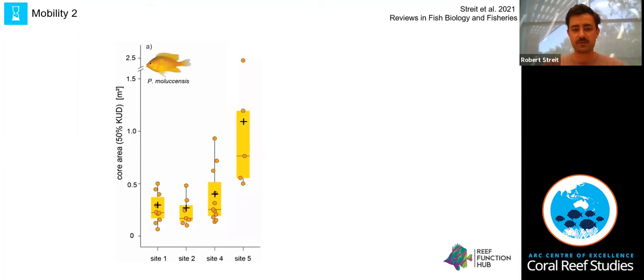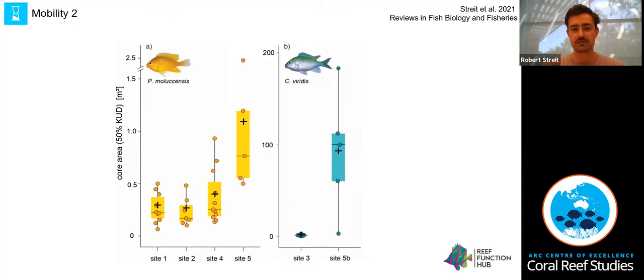And then this pattern was similar, if not more pronounced, in Chromis viridis. So here I just want to point out the axis here. So this is 100 square meters. This is far, far further movement than we would have expected of these small fishes. And you see both of these jumps suddenly in movement were at this site 5. So something about site 5 must have been driving this. And we thought, it's probably habitat quality.